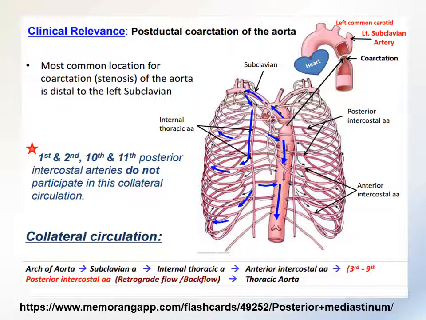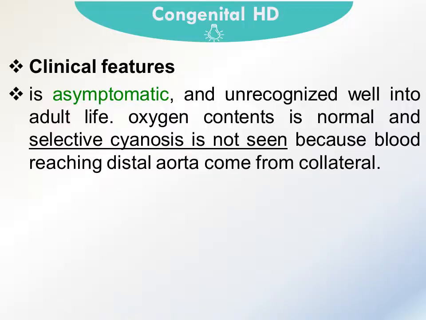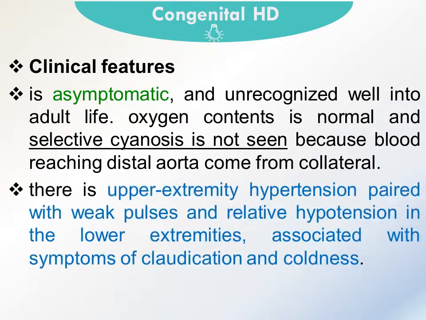The most common location for the coarctation of the aorta is distal to the left subclavian. Clinically, it is asymptomatic and recognized well into adult life. Oxygen content is normal and selective cyanosis is not seen, because blood reaching the distal aorta comes from collaterals. There is upper extremity hypertension paired with weak pulses and relative hypotension in the lower extremities, associated with symptoms of claudication and coldness.